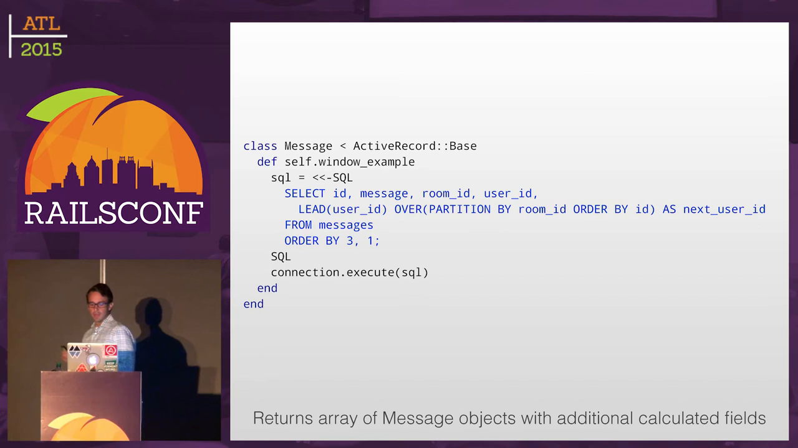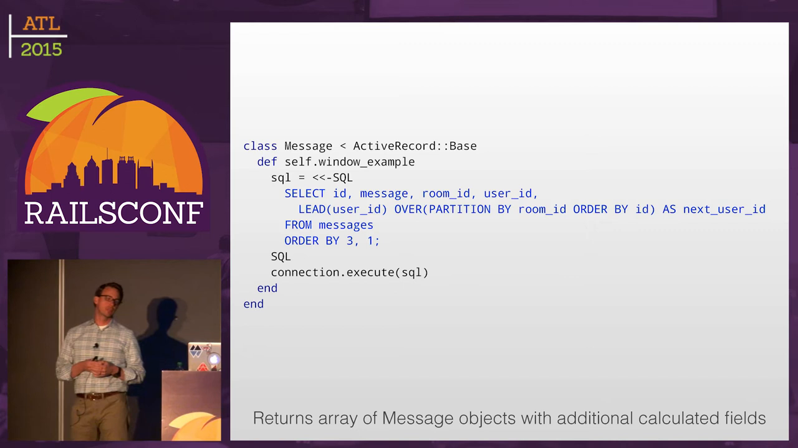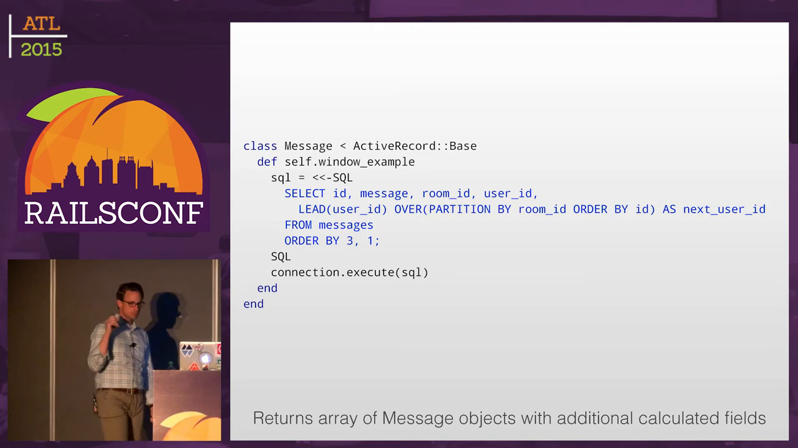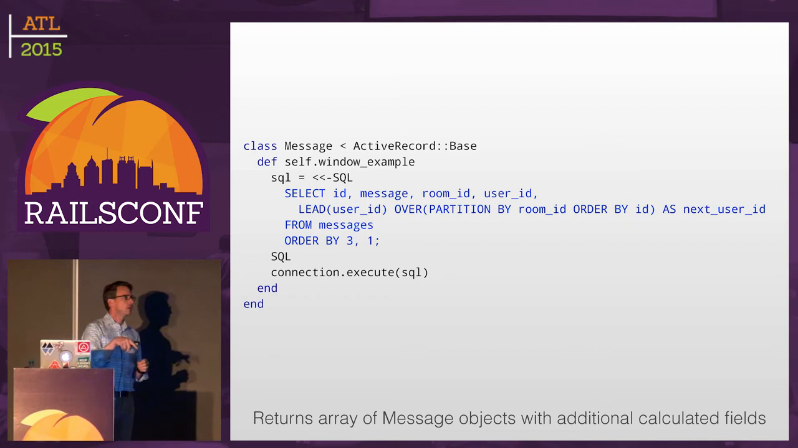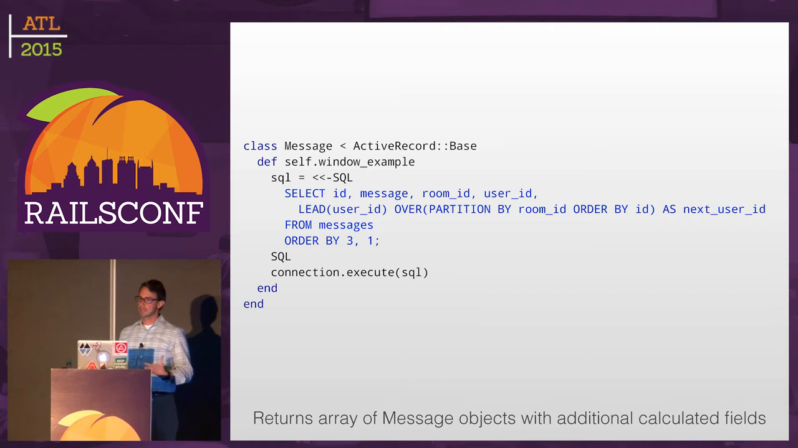Great. So this is RailsConf. How do we do this in Rails? This is how you would execute that raw SQL in ActiveRecord. You could also do find by SQL. But I just prefer ActiveRecord based connection execute. So we've got a calculated field in this query. That's not going to show up when you inspect the object because the class doesn't know about it, but it's there.